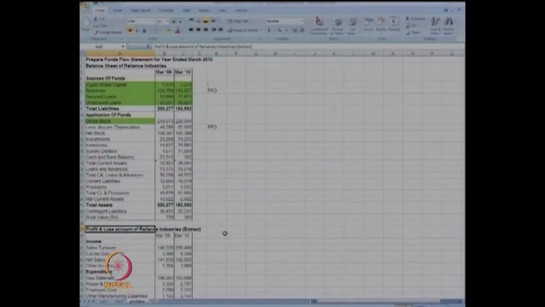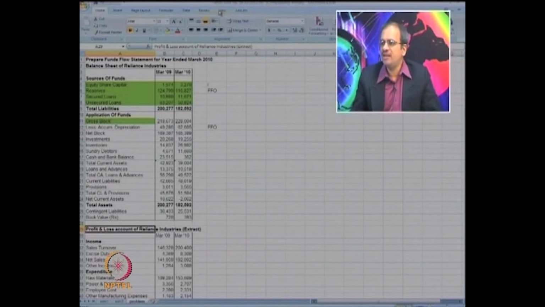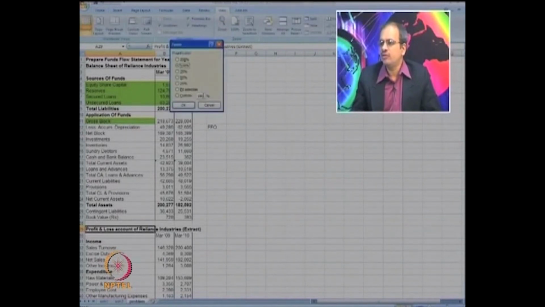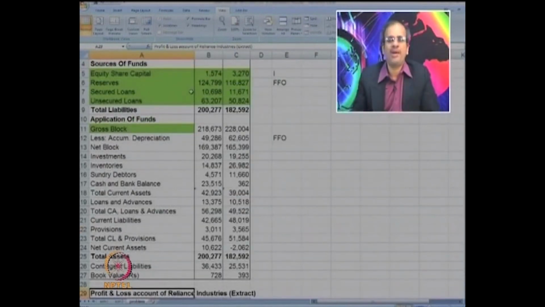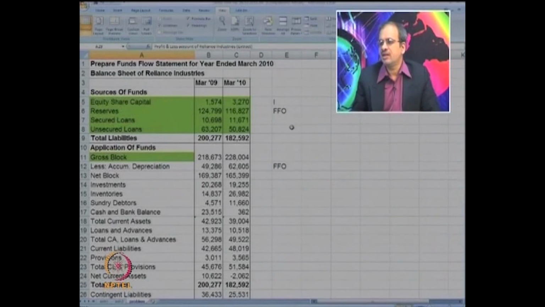Now, let us try to solve a problem which I think will make you more clear on what is fund flow statement. So, this is a balance sheet of Reliance Industry for the 2 years. If you remember, we have solved for the same company a problem on cash flow. We will also try to solve a problem on fund flow so that you can also make a comparison. So, this is about the balance sheet. Have a look at all the items first.